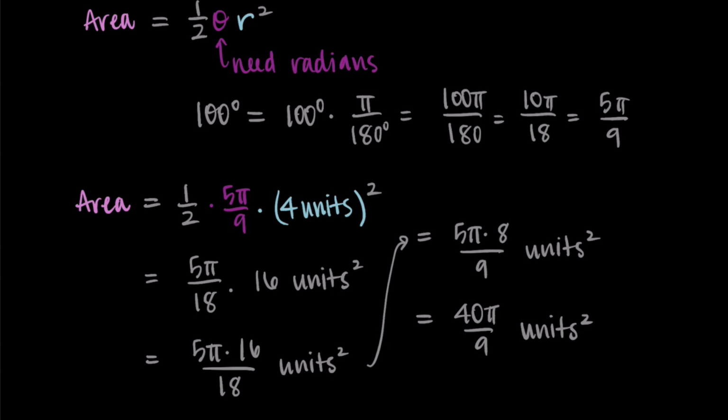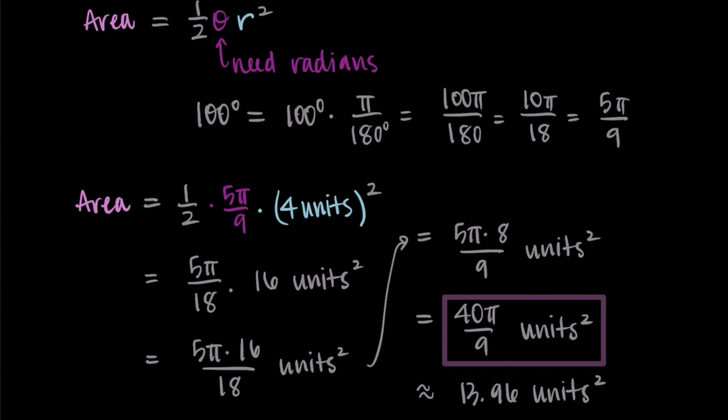Then when I type 40 pi divided by 9 in my calculator, I'm getting 13.96 units squared, and that's the area of my sector. And there you go. That's our final answer. Again, I'm going to stick with the exact answer, which is 40 pi divided by 9, rather than the approximate or rounded answer with the decimal.